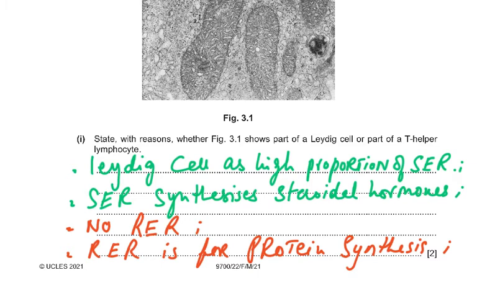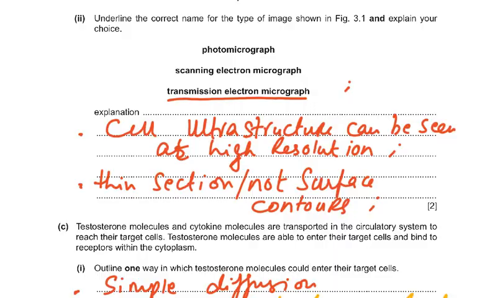So you could have said these 2 points were also acceptable to get your 2 marks. And this was 2 out of 2, which you should always think about when you're thinking of the answer: how would you get the full marks for that part of the question? Then part 2 of the question was underline the correct name for the type of image shown in figure 3.1 and explain your choice.